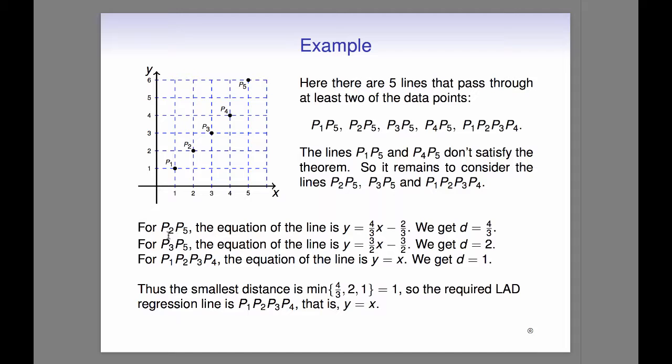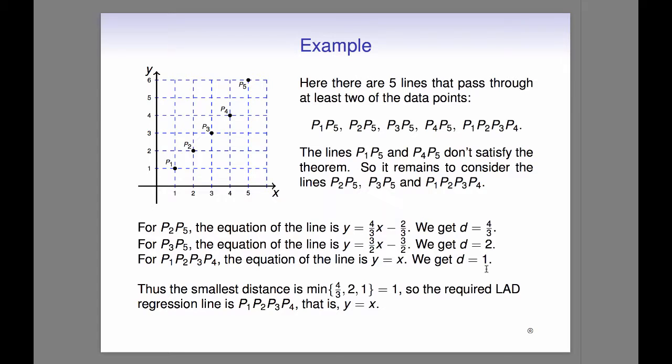And so you just do them one at a time. For P2, P5, you draw the line in this one here. You need to find the equation of that line, which you can easily write down because you've got 2 points that it goes through. And then for that equation, you calculate the sum of the distances from the points to the line, and you add that up. I won't do the calculation here. It'll take you a line or two to add up all the points, but the answer in this particular case is 4/3. And for the other 2 cases, you get 2 and 1.